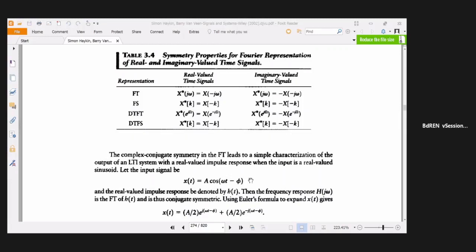If we have a real signal, you see that your Fourier transform will be conjugate symmetric, even symmetric, but for an imaginary signal, it will be conjugate odd symmetric. And the same is true for Fourier constants. And this is also true for continuous time as well as for discrete time.